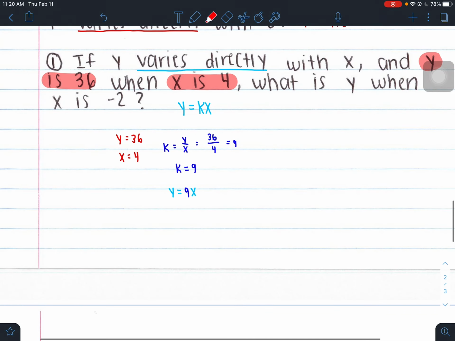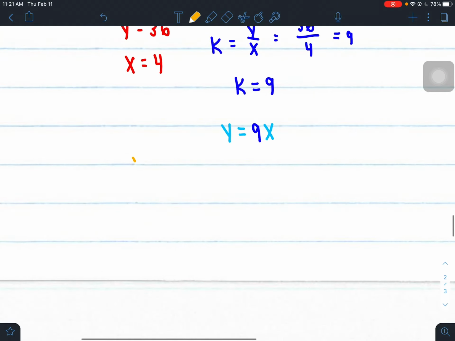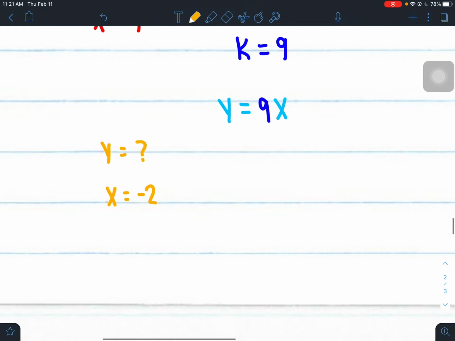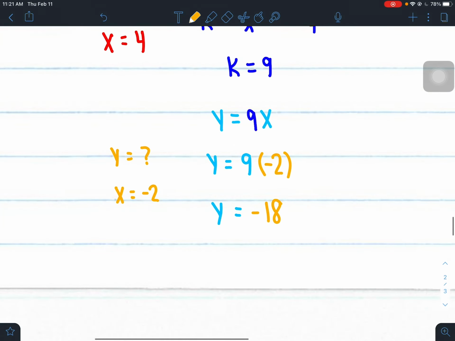Okay? Because next they want you to solve for something. They said, what is Y? So they want you to solve for Y. What is Y when X is negative 2? So solve for Y when X is negative 2. So now we know that Y is what? Question mark? And X is negative 2. So we're going to use the equation we just made to solve for that. So we have Y equals 9, and then we're going to plug in negative 2 for X because it says X equals negative 2. So negative 2 here. So we get Y equals, what is that going to be? Negative 18. So Y equals negative 18.